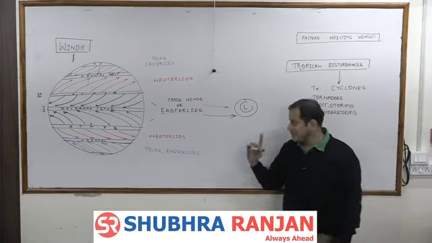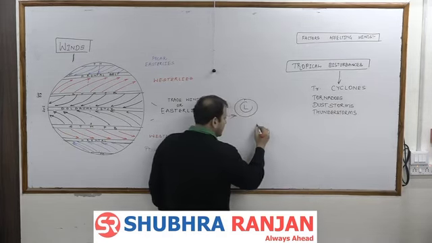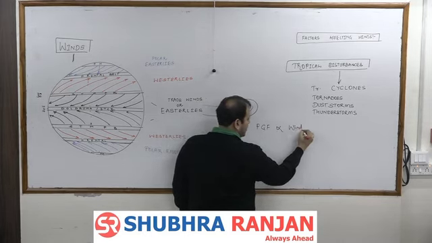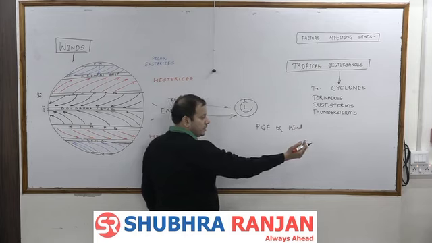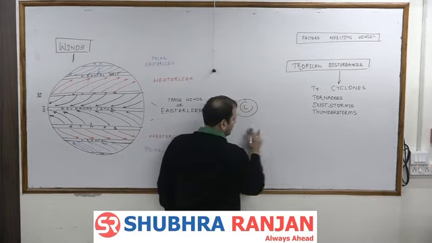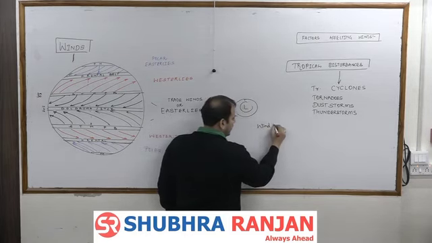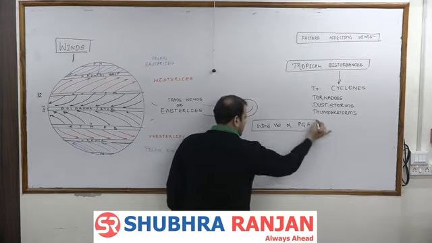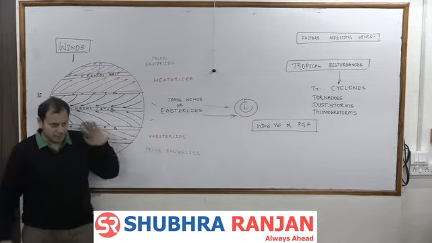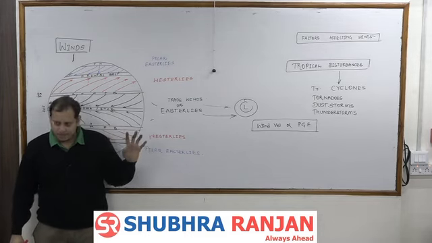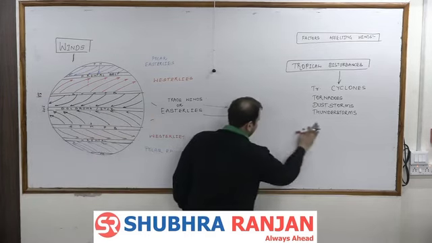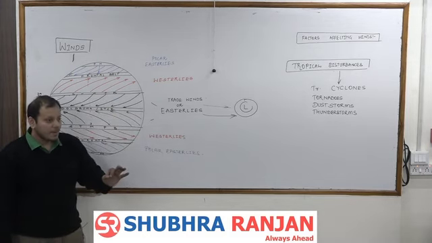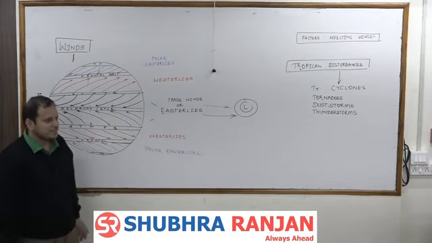So can I say in simple words, pressure gradient force is directly proportional to the wind velocity, or wind velocity is directly proportional to pressure gradient? Can I say wind velocity is directly proportional to the pressure gradient force? Greater the pressure gradient force, greater will be the wind velocity. Fine? Next point.